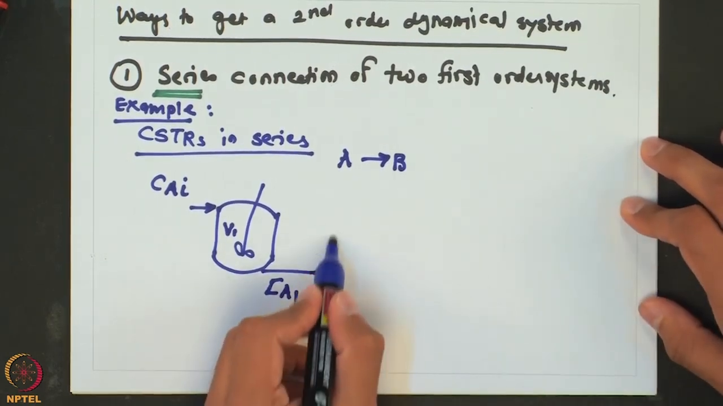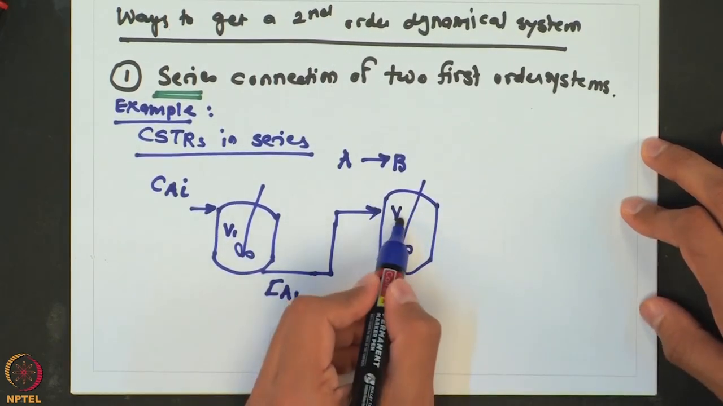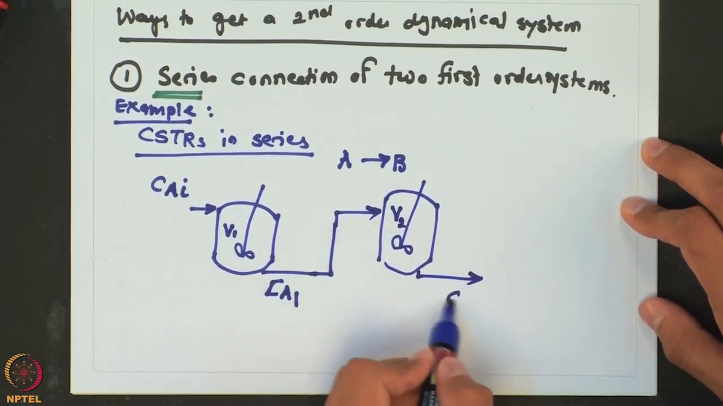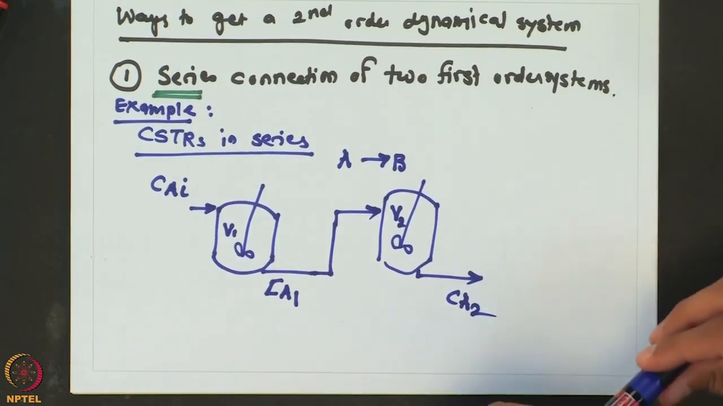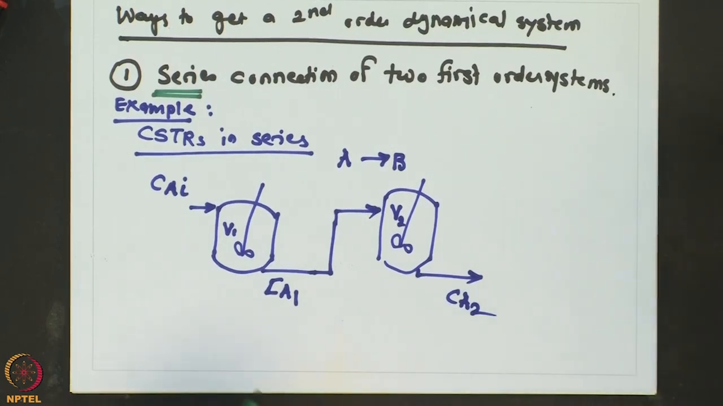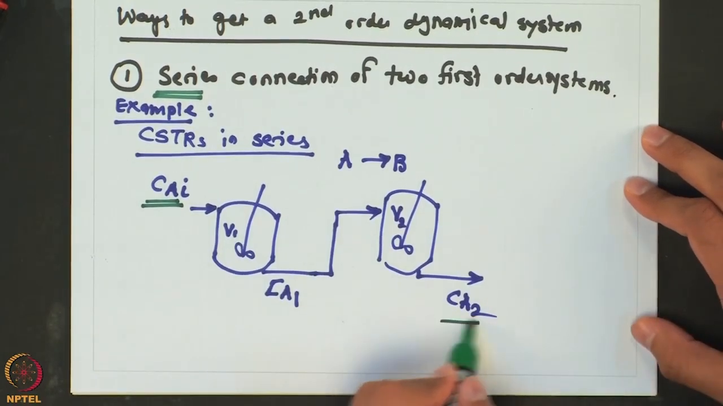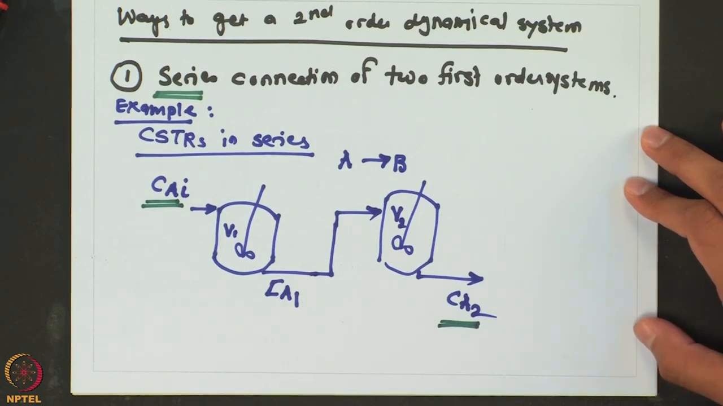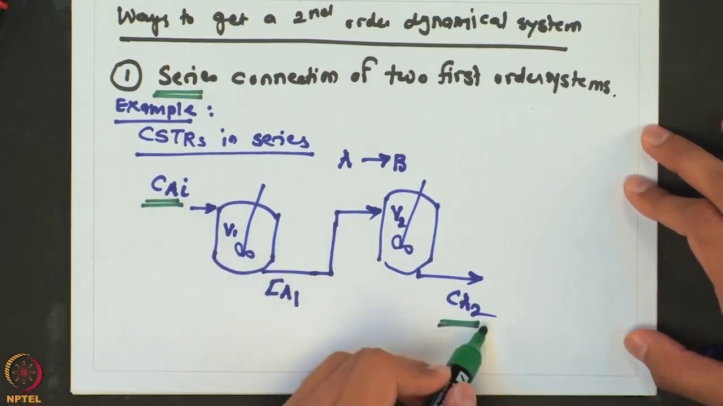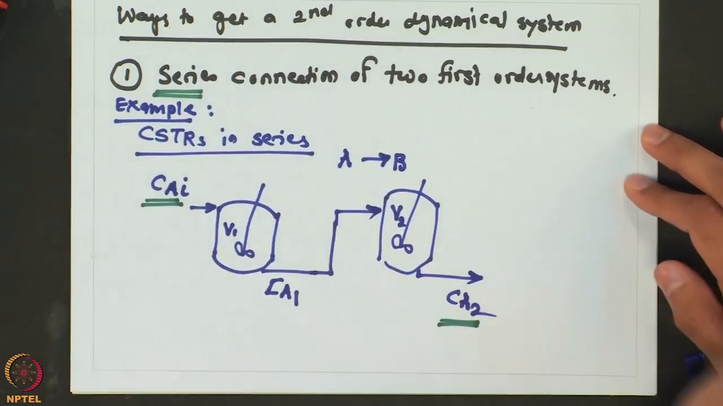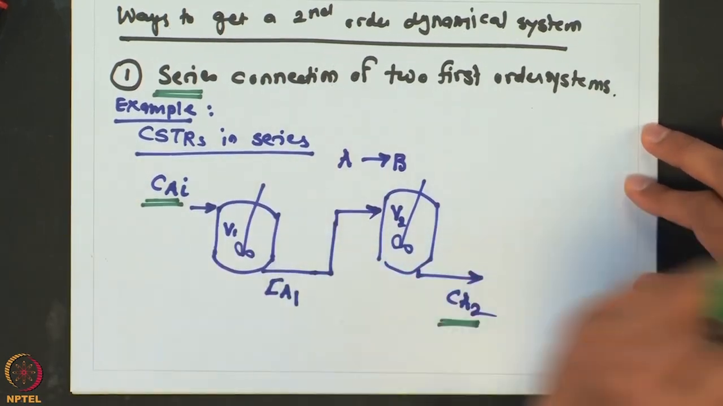This output goes to a second CSTR, which has volume V2, and what you get out is the final product, which is CA2. So now what we are interested in is the effect of variations in inlet composition on the final product purity. You can see that when we change CAI, it is going to have some impact on CA2, so we'll try to quantify that. And as we are in the topic of second order dynamical systems, what I should be able to impress upon you is that this variation indeed follows second order dynamics.